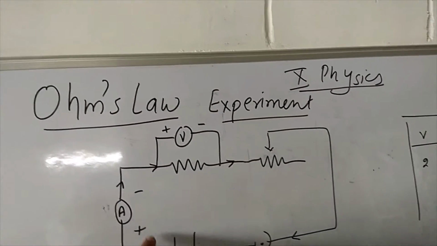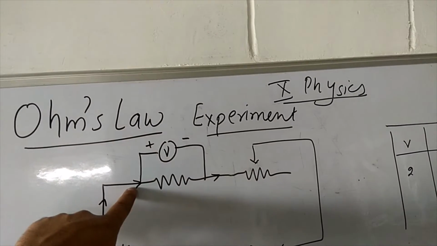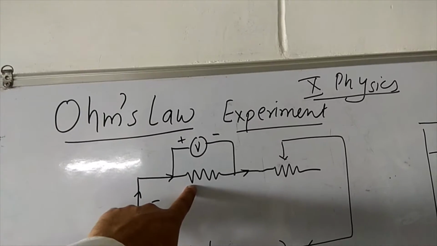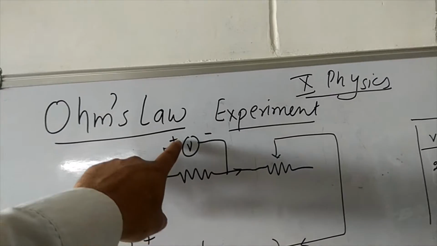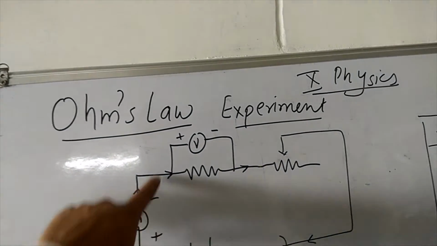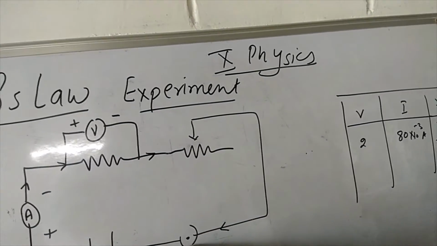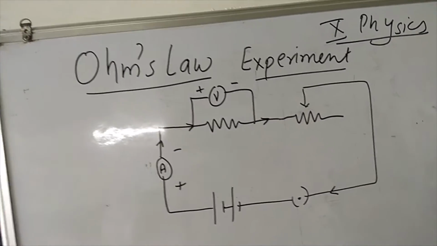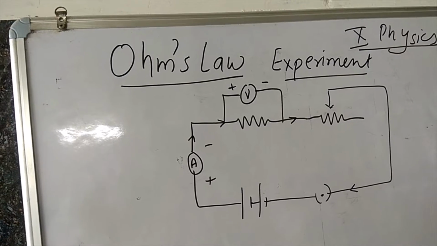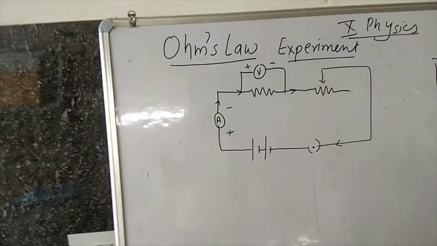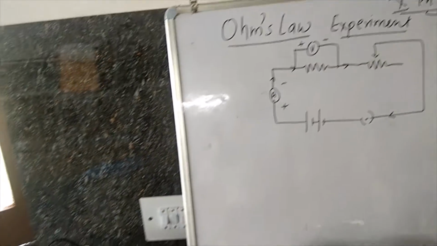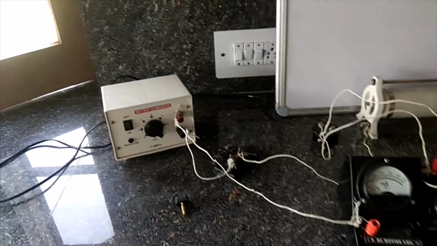ammeter positive should be connected with the positive. Then we have connected the constant resistor, and a voltmeter, positive will come first here again, and a rheostat is there and a one-way key, right? So how this experiment will be performed, I will show you in the apparatus.